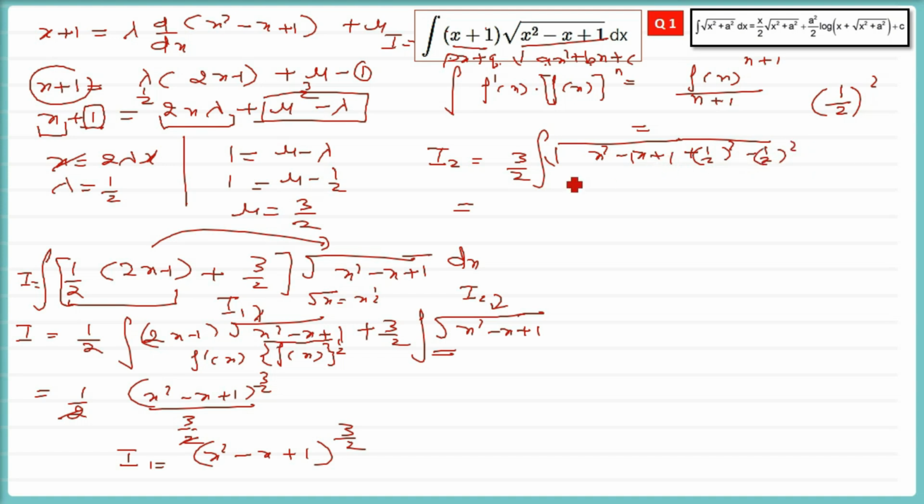So half square minus half square. So 3 by 2 integration. Now a square plus b square minus 2ab. So x minus half whole square. What is remaining? 1 minus half square. So 1 minus 1 by 4. So this will give you 3 by 4.